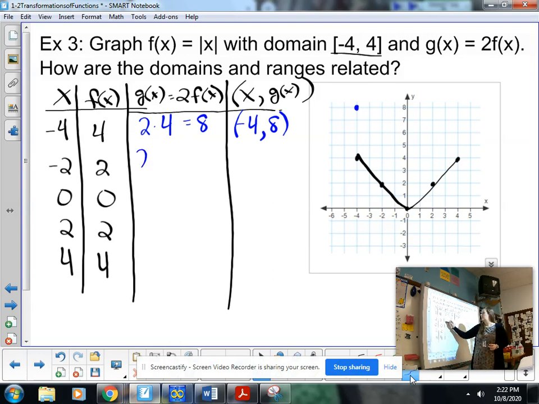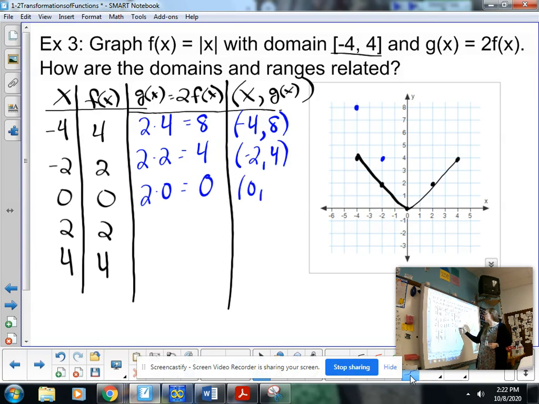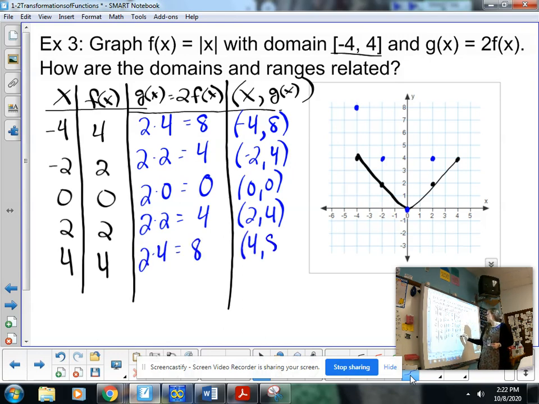The next one will be 2 times 2, so that will give us 4. That's a new point of (-2, 4). Next we have 2 times 0, which is 0. That's going to be the point (0, 0), so that point is actually going to be the same. Then I have 2 times 2, which is going to give us 4 again. That's the point (2, 4). And then lastly, 2 times 4, which is 8. That's the point (4, 8).